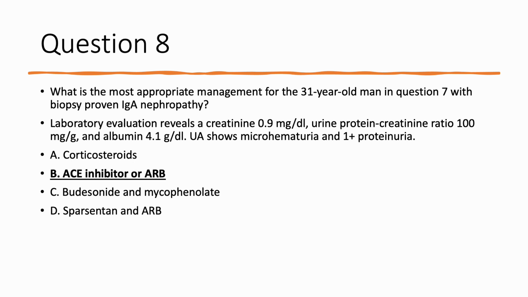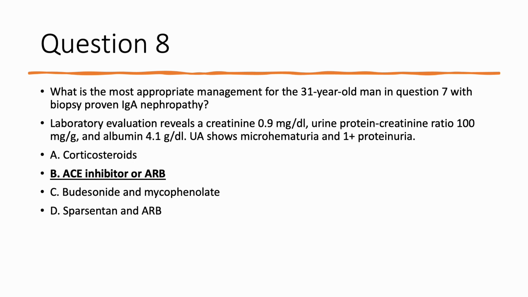Now, sparsentan is an endothelin blocker and an angiotensin II blocker, so it's both. So you can also use it if you have significant proteinuria, which we don't have here, and moreover, you cannot combine it with an ARB because it's like an ARB and an endothelin blocker, both. So if you combine it with an ARB, you're going to have more hypotension, acute kidney injury, and hyperkalemia. It's like using an ACE and an ARB together. It's not a good idea.